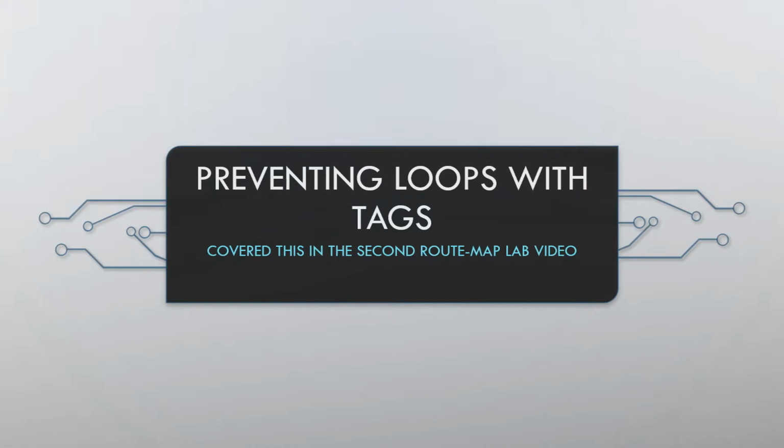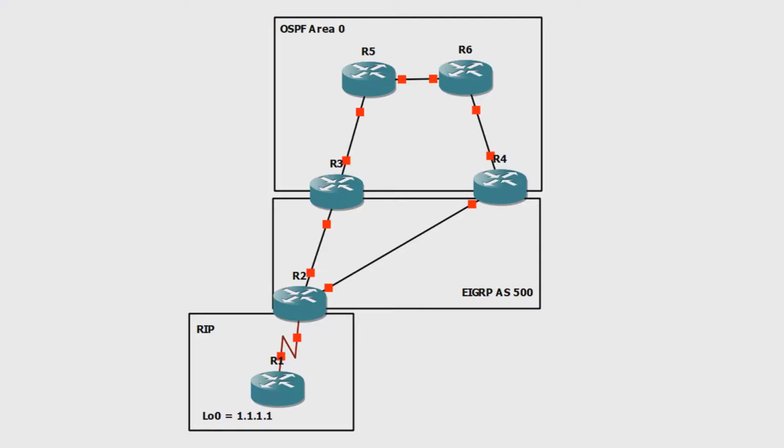Okay, and then the last topic for this video is thankfully something we've already covered. We covered preventing loops with tags via route maps in the second route map lab video. So this is a screenshot from that lab video where we had a few different routing protocols with route redistribution. And basically what we did is on router 3 and 4, what you can run into is a routing loop because the OSPF external routes had a lower admin distance than the EIGRP routes.